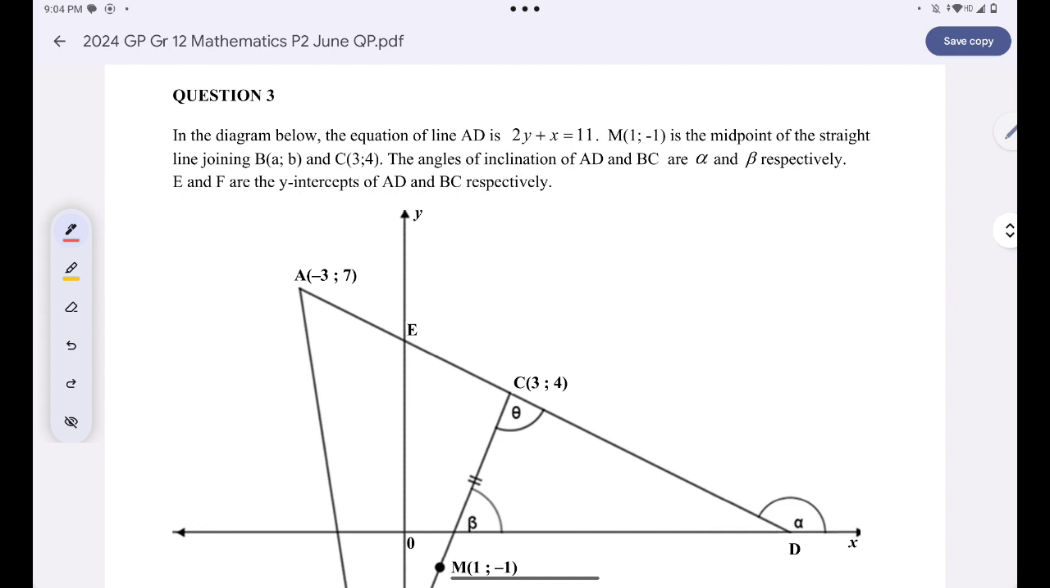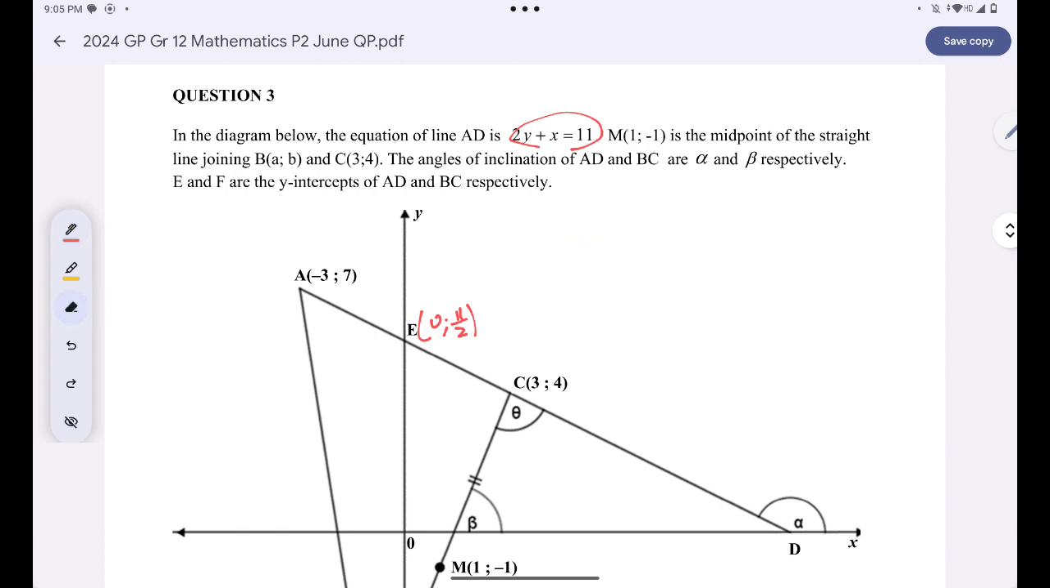Question 3. This video will be just concerning analytical geometry, questions 3 and 4. So in question 3 below, I'm given the equation of AD. AD is this line. If I'm given it in this form, let me write it in the form of mx plus c. y will be equal to negative 1 over 2 x plus 11 over 2. This simply means the coordinates of E are 0 and 11 over 2, because E is the y-intercept, right?